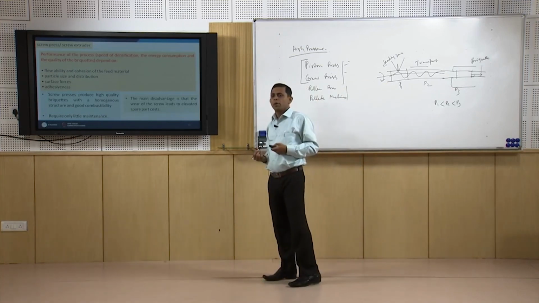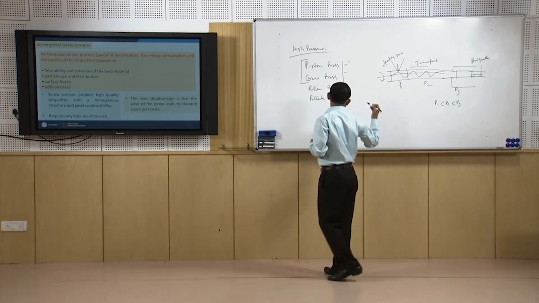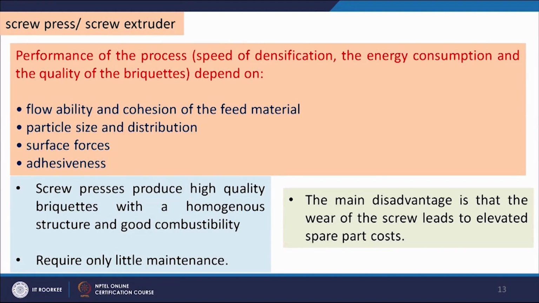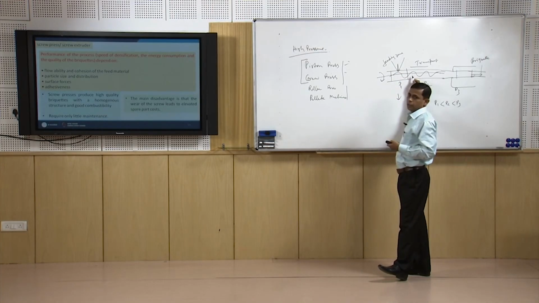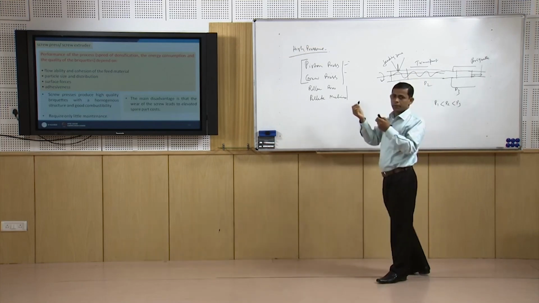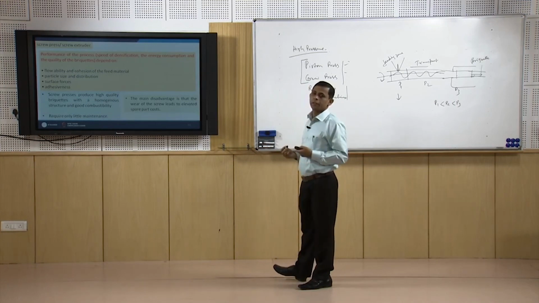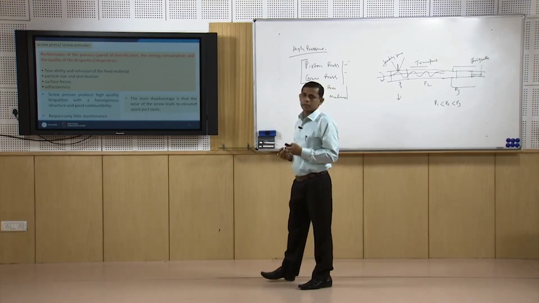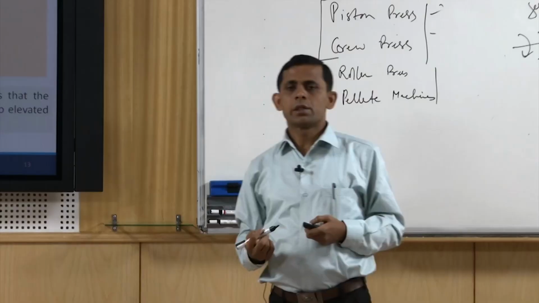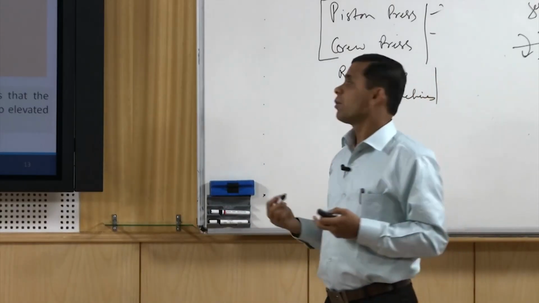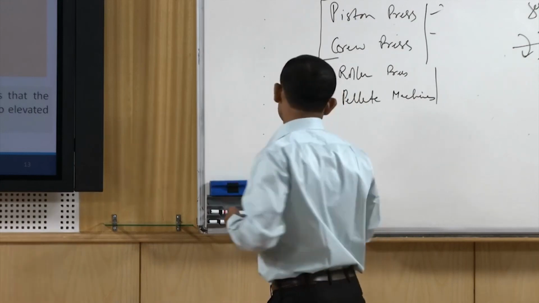Now, how can the performance of the screw press be influenced? The performance depends upon the flowability and cohesion of the feed materials. What are the flowability and cohesion properties, the particle size and distribution of the materials, the surface forces and adhesiveness of the materials? These are the properties which will influence the performance of the screw press.